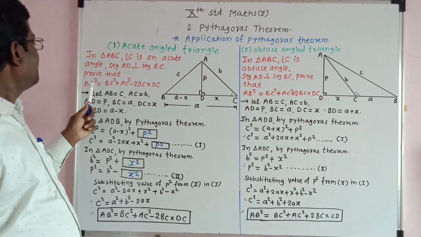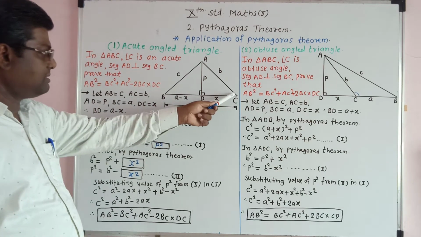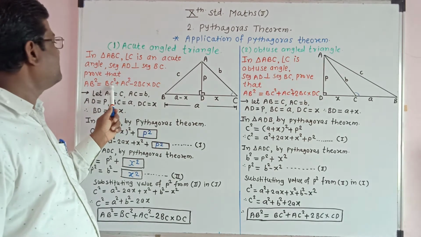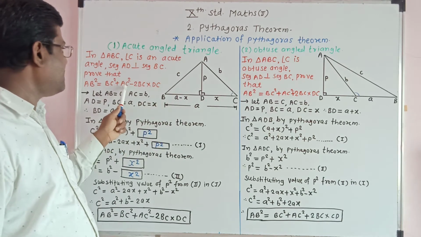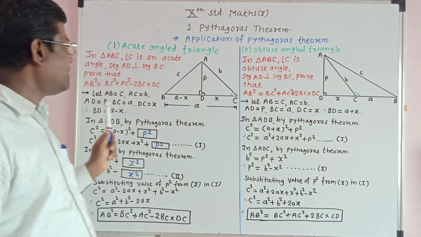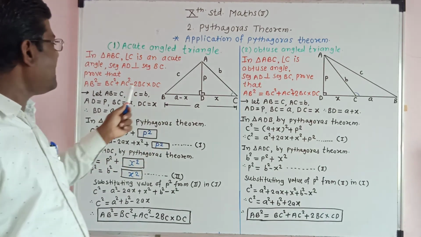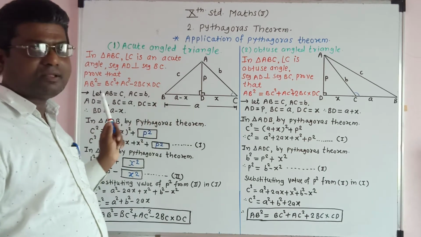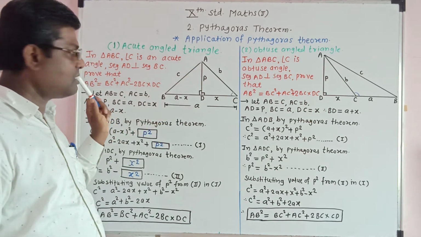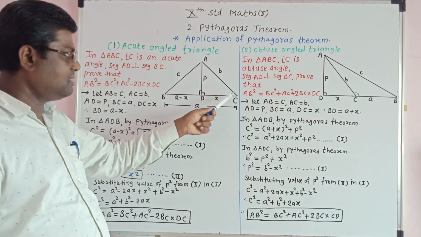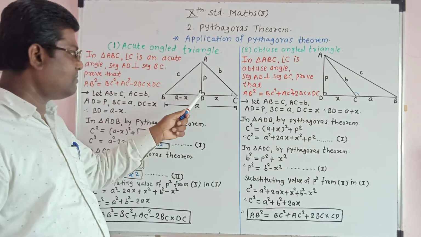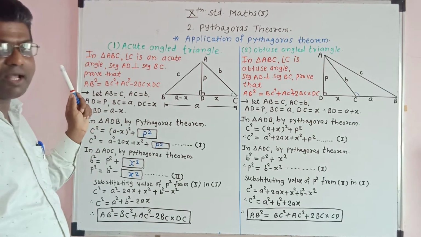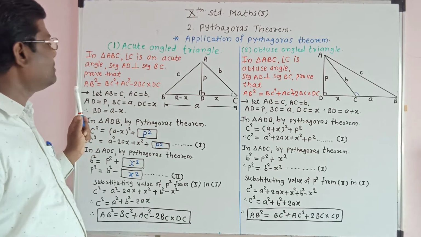Here we have to prove that AB square, that is side opposite to the acute angle, is equal to BC square plus AC square, that is sum of squares of remaining two sides of a triangle, minus 2 into BC, BC is a side on which perpendicular is drawn, into DC, DC is the distance of the vertex C from the foot of perpendicular D. So we have to prove that AB square is equal to BC square plus AC square minus 2BC into DC.